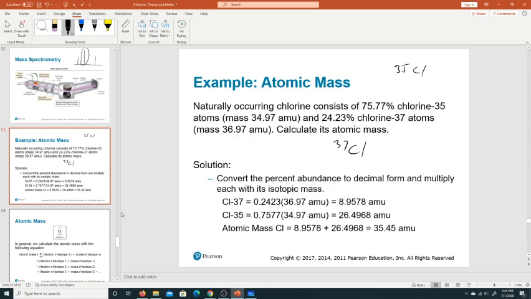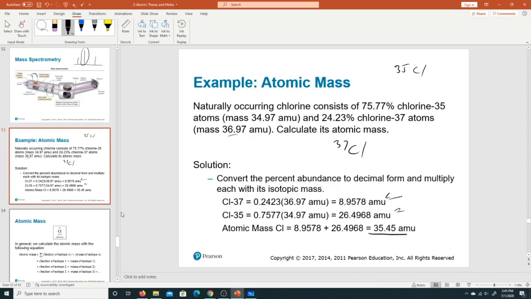So what we do, we convert these percentages into decimal form. So 24.23% becomes 0.2423. We're going to multiply it by its mass, 36.97. Get a number for that. Do the same thing with the chlorine-35 isotope, 0.7577, multiply that by 34.97. Get a number for that, and add them up. So I get a weighted average of 35.45 AMU.